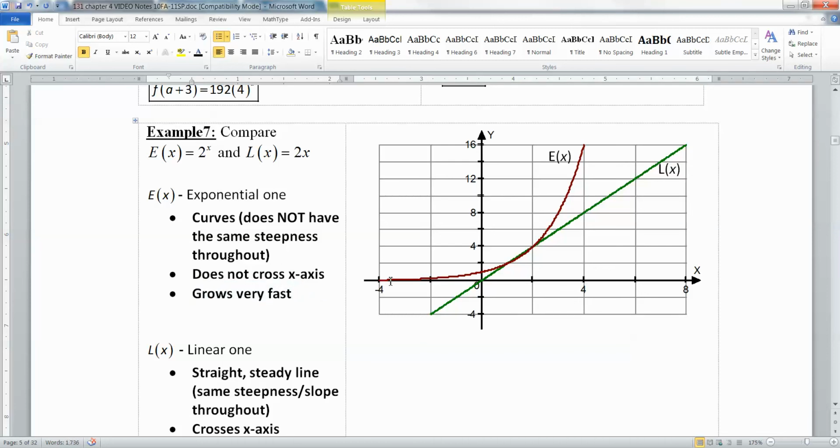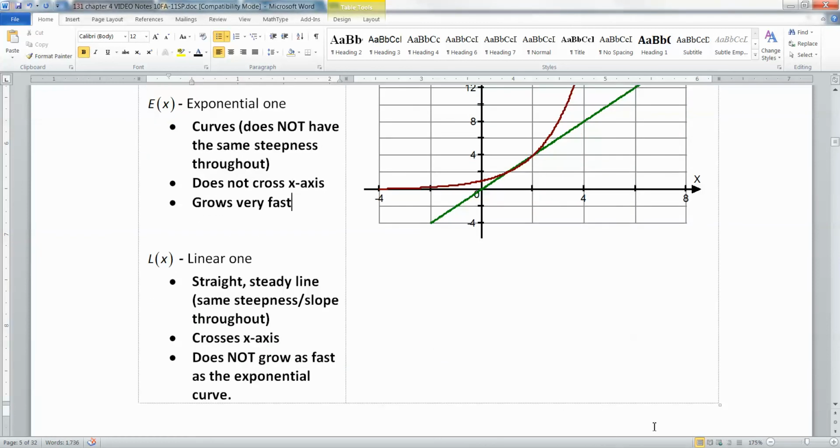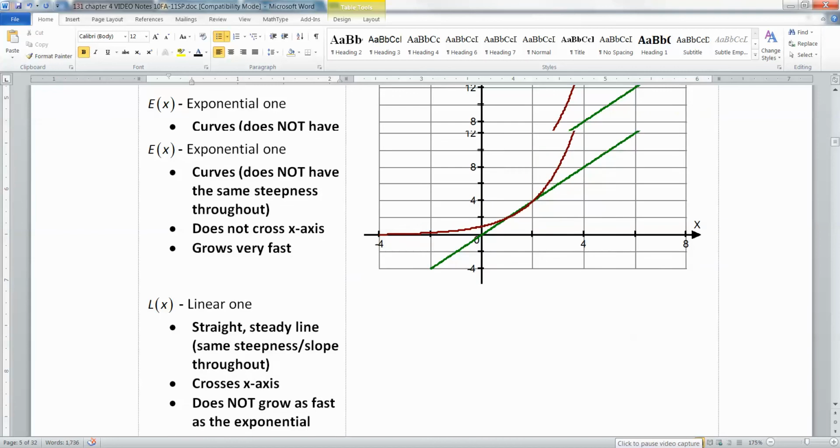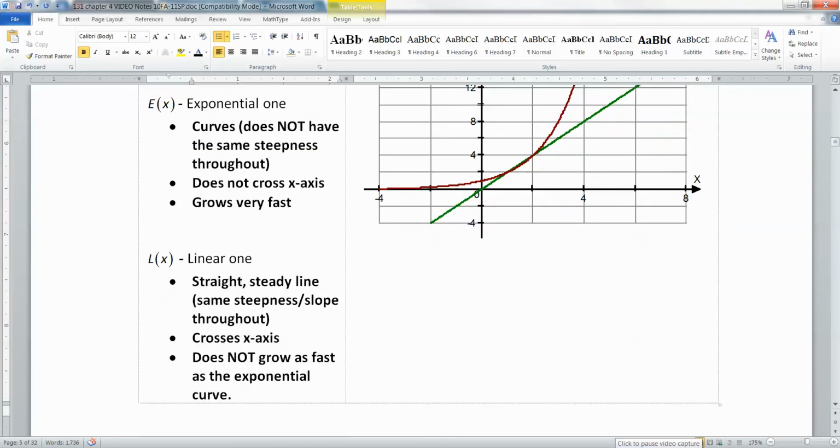And it never crosses the x-axis. It just kind of skims along it down here at the -4. It's getting so small you can barely tell the difference, but it's not going to actually touch the x-axis. The linear one has a straight, steady slope, always the same throughout. It crosses the x-axis, and it does not grow nearly as fast as an exponential function, which of course is very important to which kind of models we would use for each of these. Exponential ones get used in biology and finance a lot.